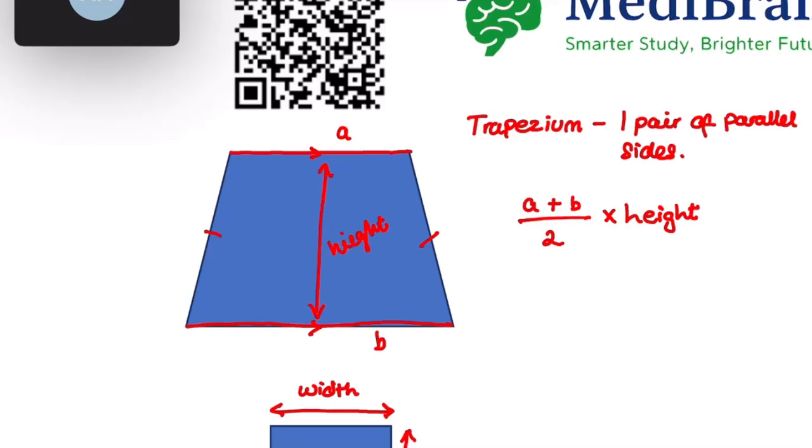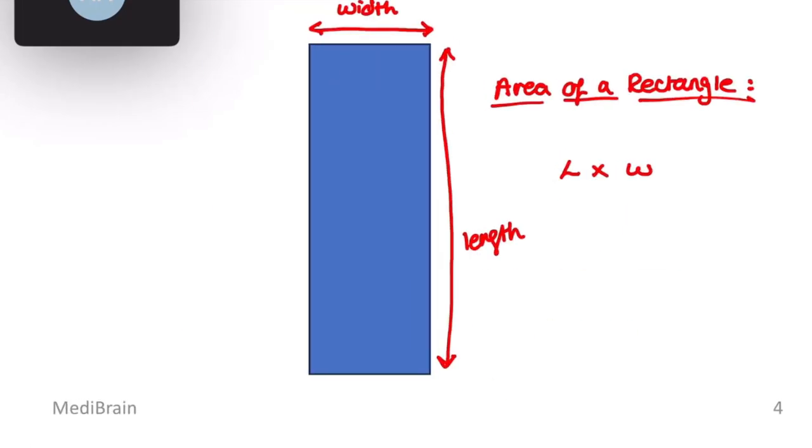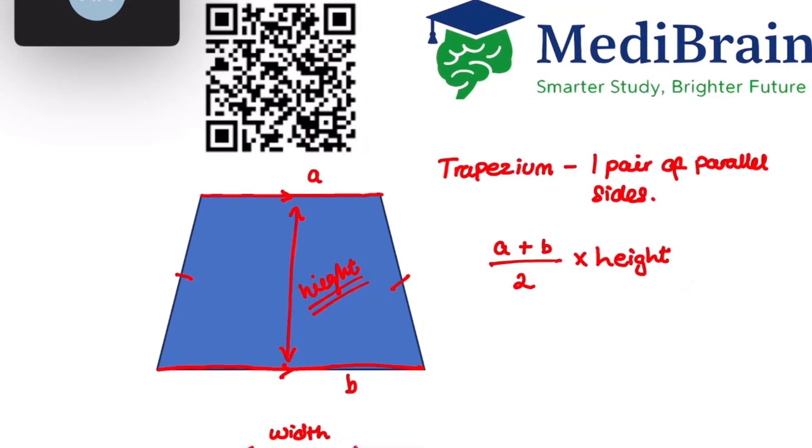All you're going to do is label each of the parallel sides A and B. It doesn't matter which one you label as which, because you're just going to be adding them together. I've just labeled the top one as A and the bottom one as B. All you're going to do is add together A and B, divide your answer by 2, and then multiply it by the height that you have over here. So that's how you work out the area of a trapezium.